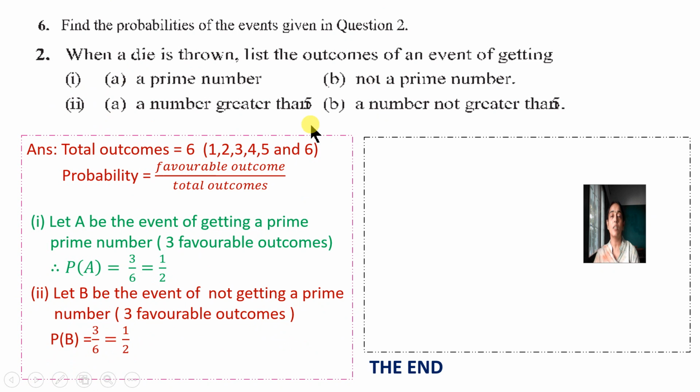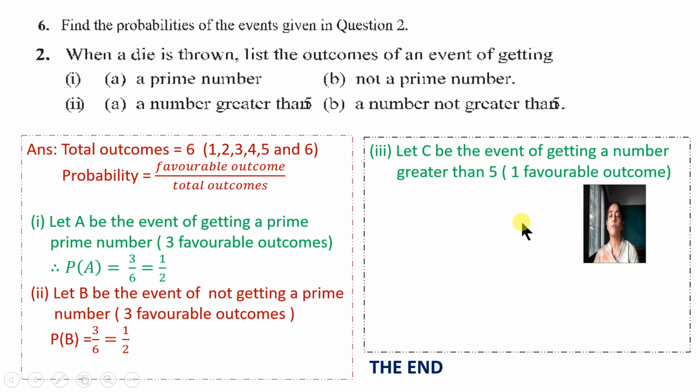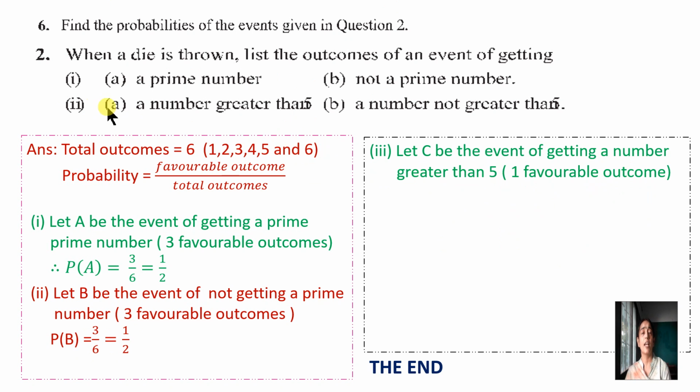Now let's come to the next one. Let's name this event getting a number greater than 5. So let C be the event of getting a number greater than 5. So how many? Greater than 5 is only one number, which is 6. So one favorable outcome. After that, what we will write? P of C. So P of C is equal to 1 upon 6.